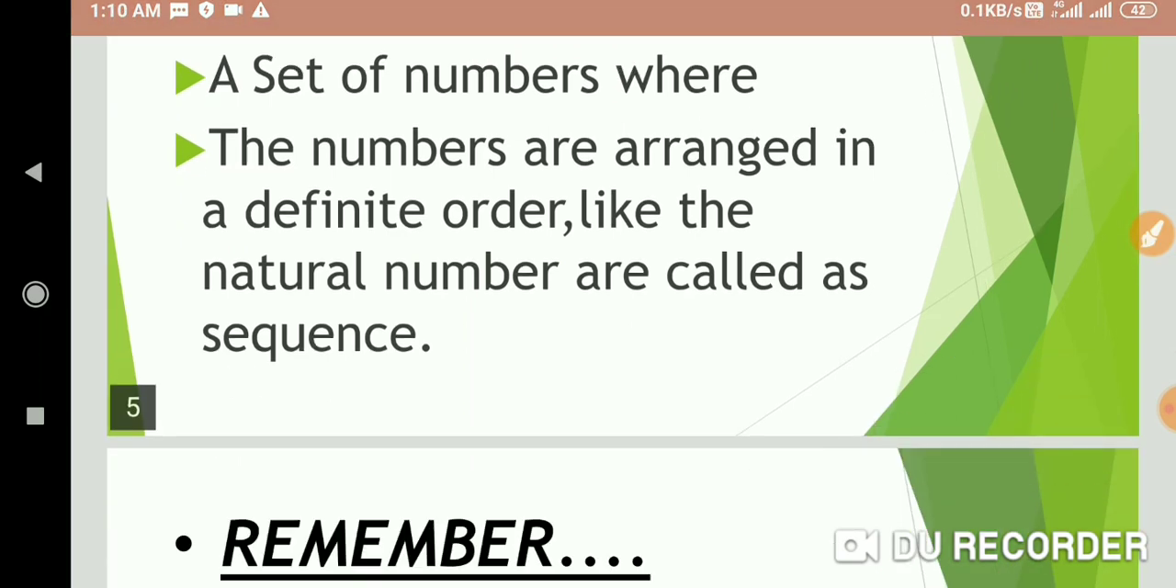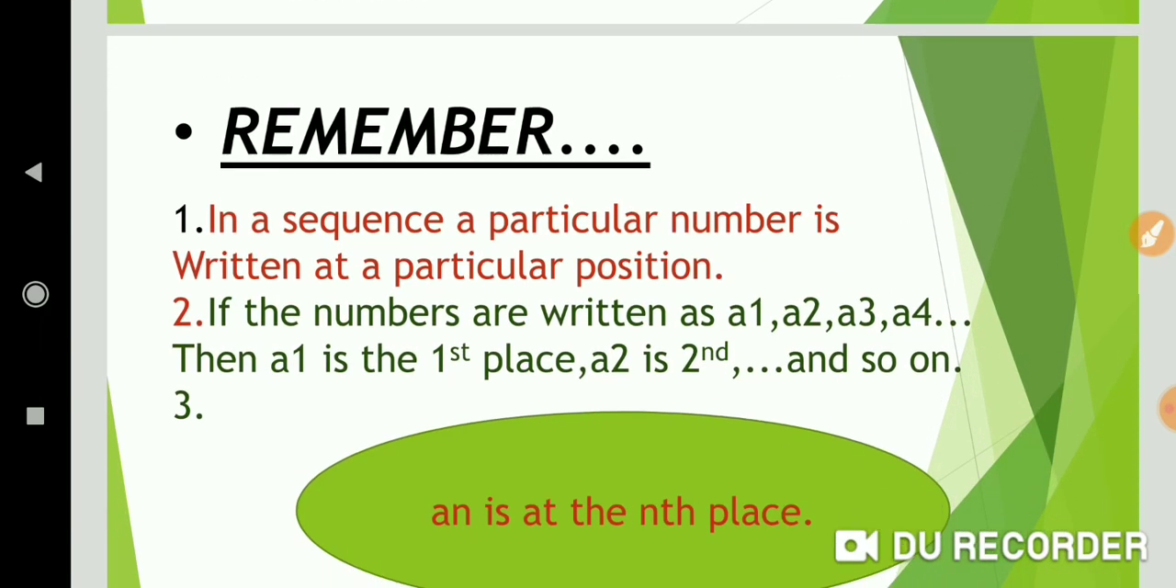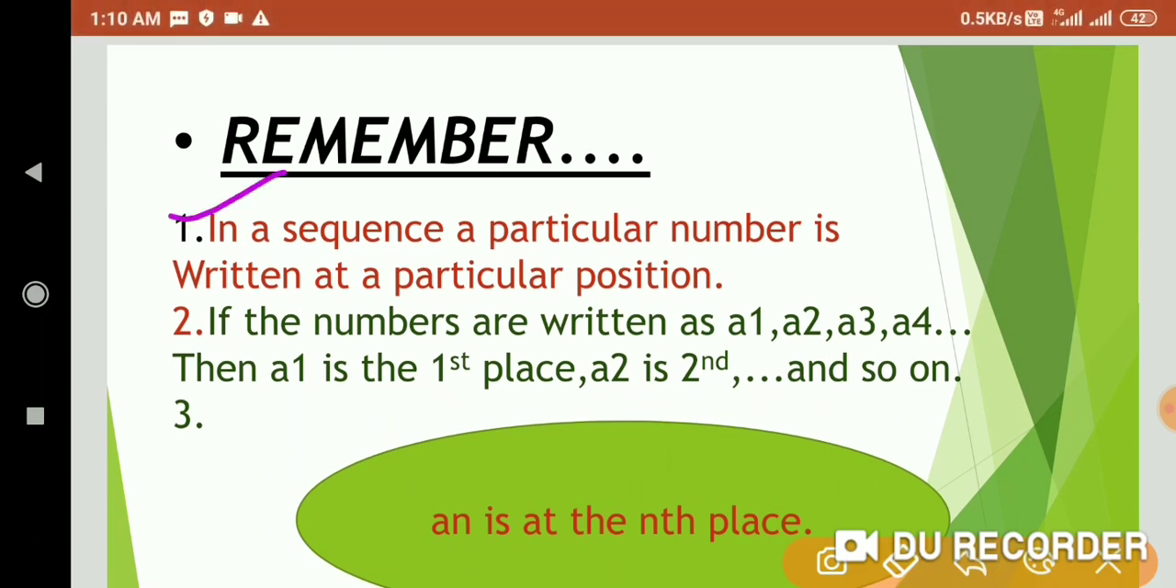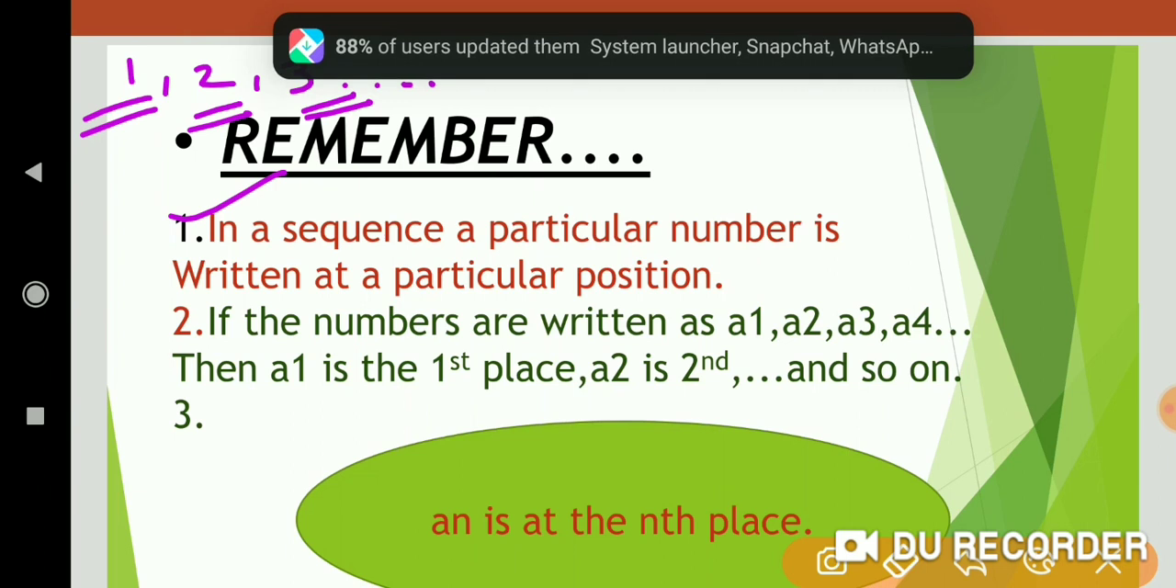Now students, remember some points. The first point is, in a sequence a particular number is written at a particular position. That means if I write here 1 2 3 and so on, then the position of 1, 2 and 3 will not be changed. The position of each number is fixed.